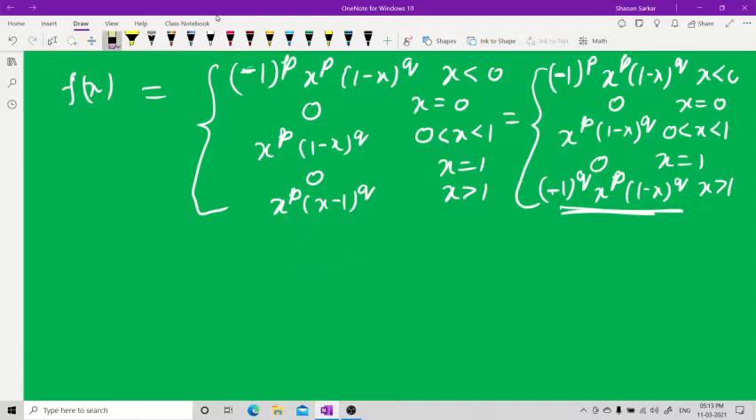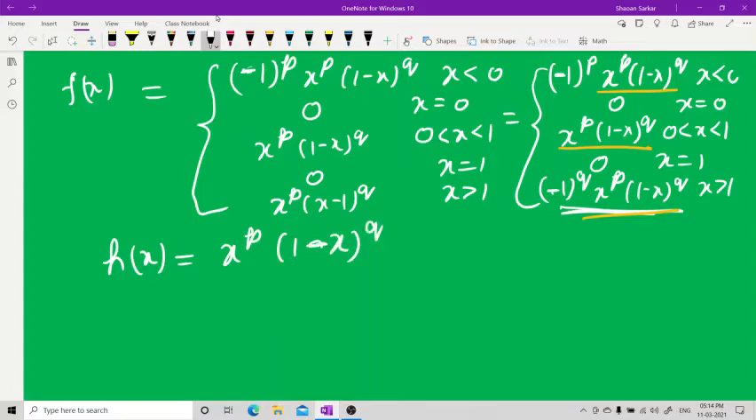Now you see one thing. Now I will take the function. Let us consider h(x). See, they are all of the same format. See here, they are all of the same format. This one, they are all of the same format. Let us consider h(x) as x^p (1 - x)^q. Whatever may be the value of x, this format will work. For this, I'm not taking (-1)^q and (-1)^p right now. I'm considering this.